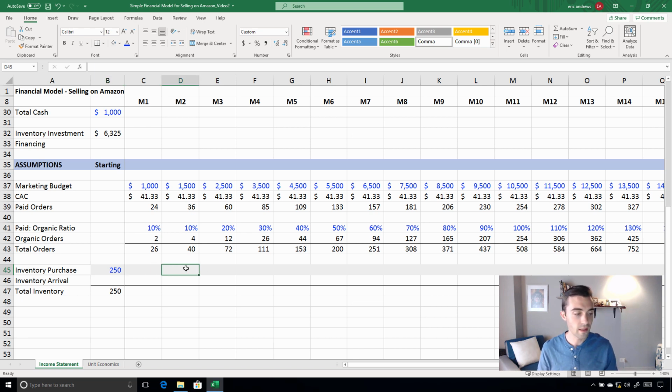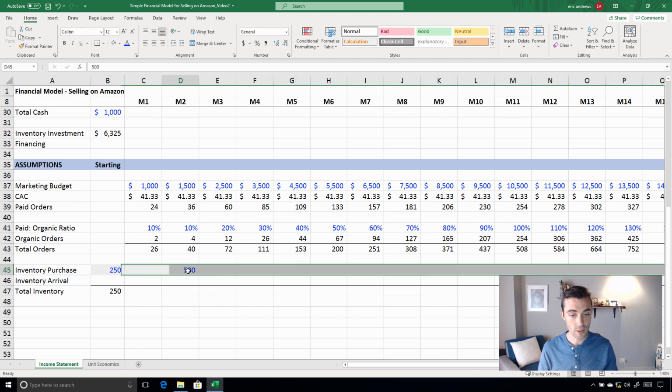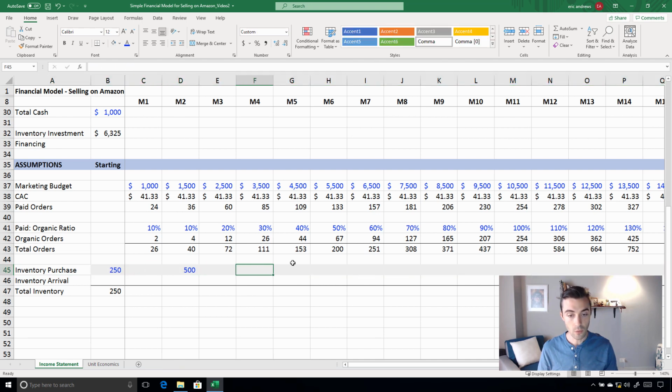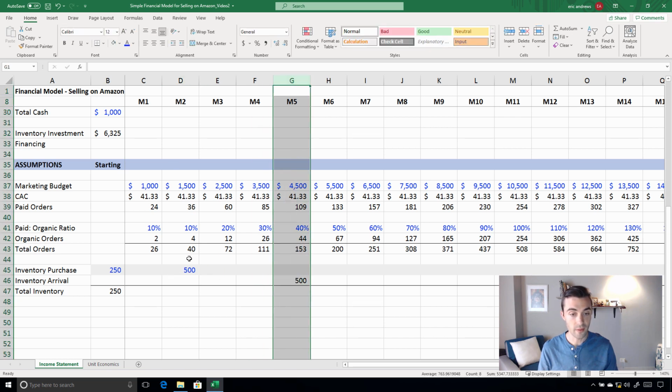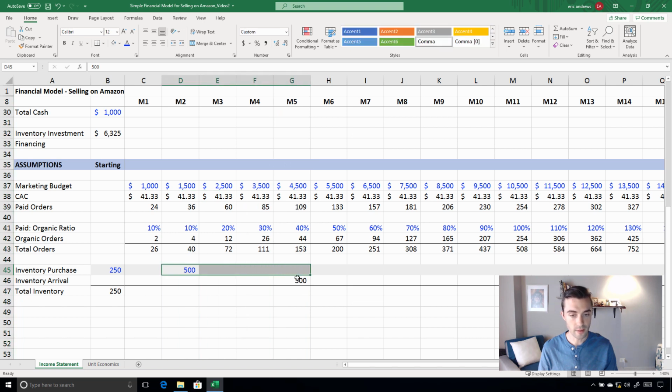For inventory, let's say there's a 4-month lead time. So if you do an inventory purchase, let's say then you need to wait, and then you have an inventory arrival. So I'm saying like you're in month 2, it arrives in month 5. So that's kind of 4 months later.